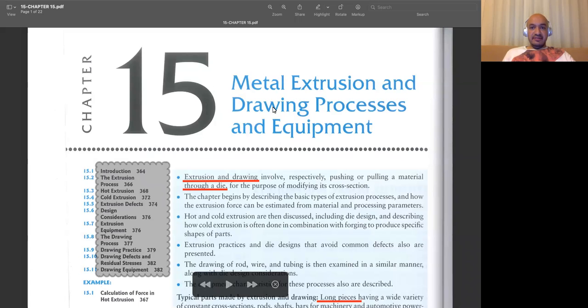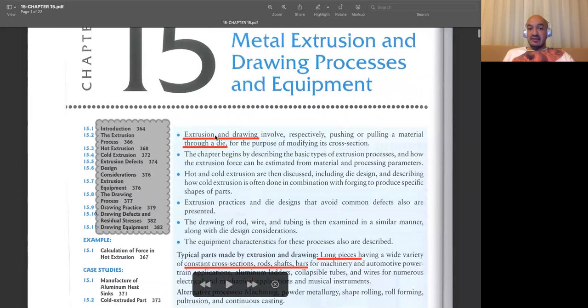Hey, this is chapter 15, and this is about material extrusion and drawing processes. We'll also be talking about some related equipment about these processes. Basically, these processes are about pushing or pulling materials from a die. We will discuss the details, but they are highly similar.